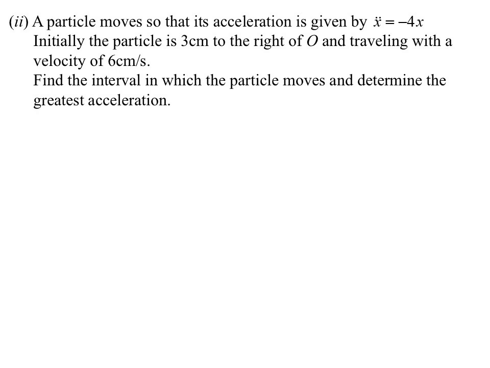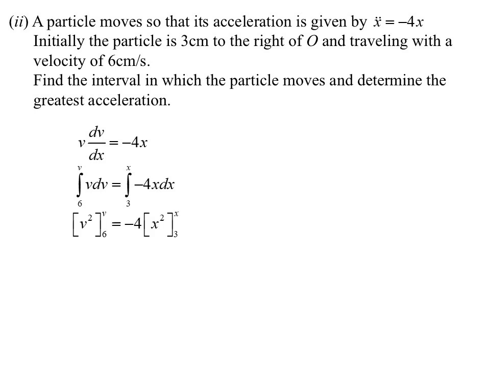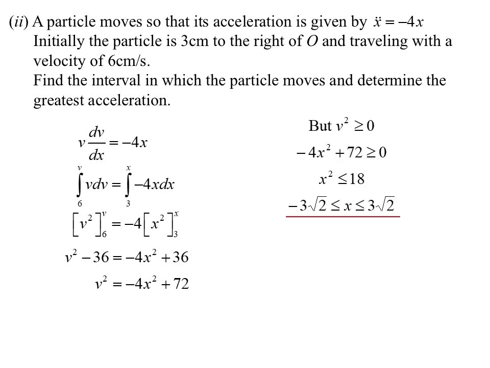Okay, acceleration is minus 4x. They've given us some initial conditions. Find the interval in which the particle moves and then determine the greatest acceleration. So v dv/dx is minus 4x. Separate out my variables. My initial conditions were, there it is, x equals 3, velocity is 6. So we do some integration. Bang, there's that v squared formula. We want to find the interval. Well, that's where we now use the fact that v squared has got to be positive. Bang, I've got the path of the particle. It's going in between minus 3 root 2 and 3 root 2.